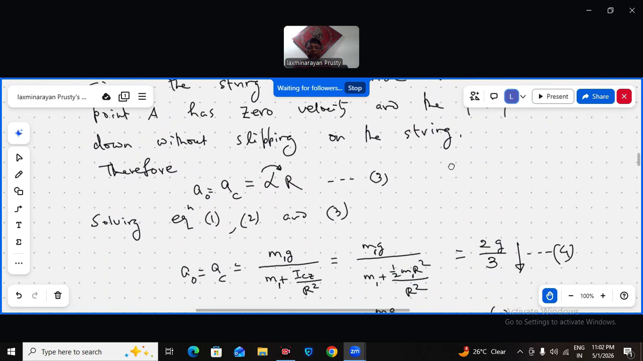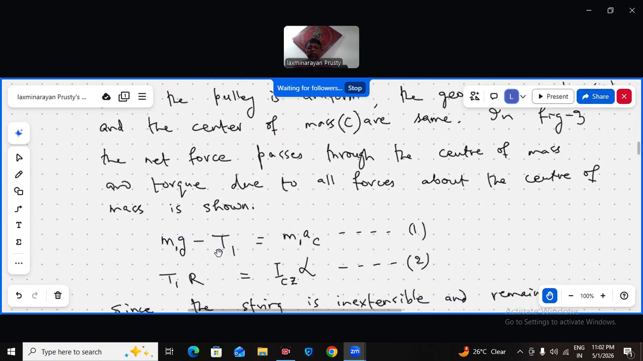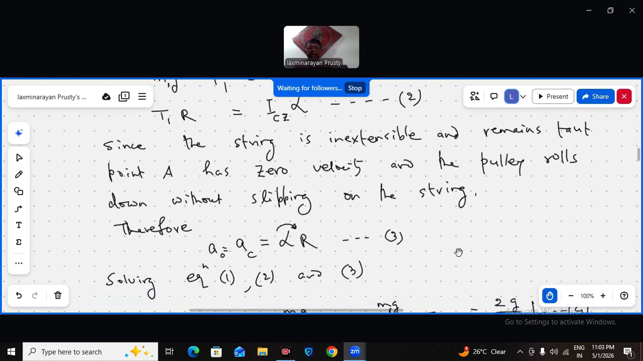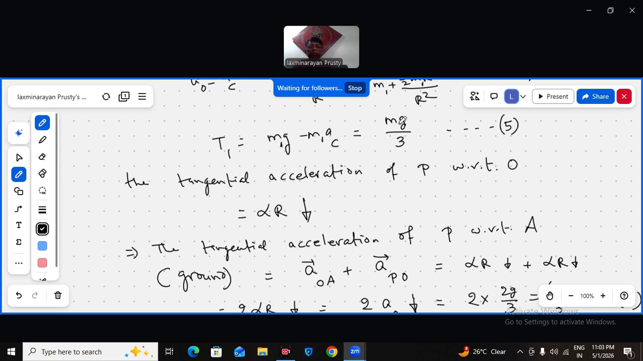And tension we are finding from mg minus m AC here. T1 will be m1g minus m1 AC. So we just write that. This is m1g minus m1 AC, so m1g by 3. Yes or no? So this is the tension.